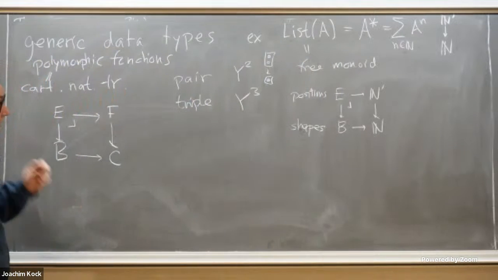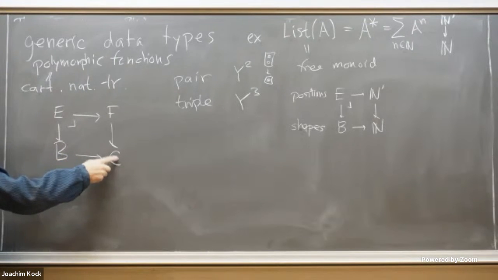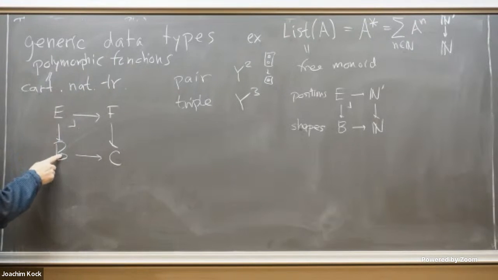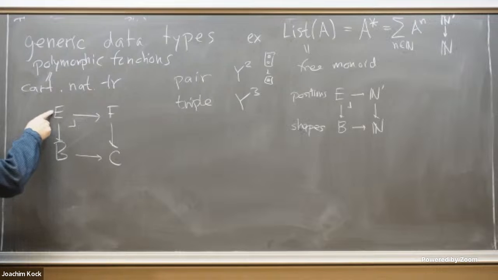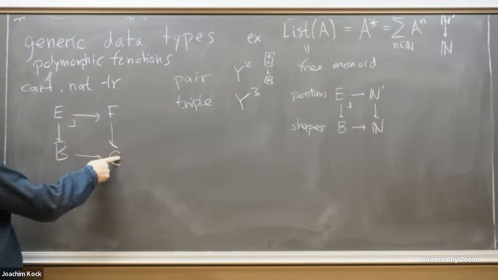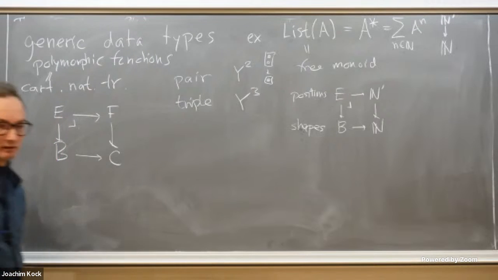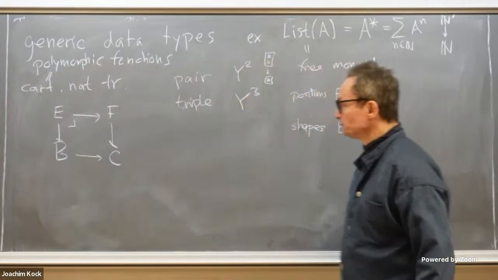So what it means for shapes and positions is that a shape of one type must be mapped to a shape of the other type of the same size. If the set of positions in this shape could be 7, then you are forced to map this shape to another shape of size 7. That's what this Cartesian square means.